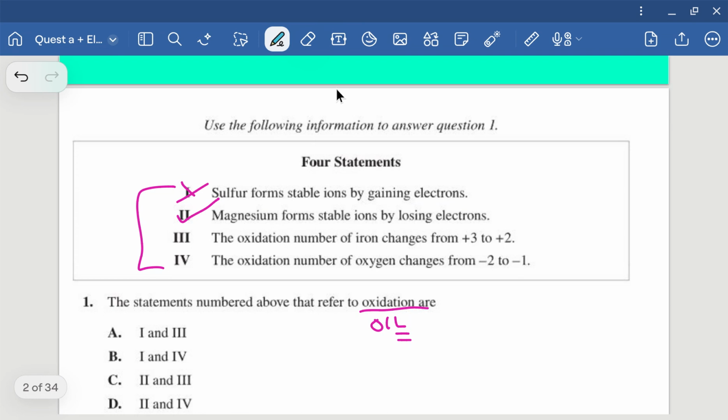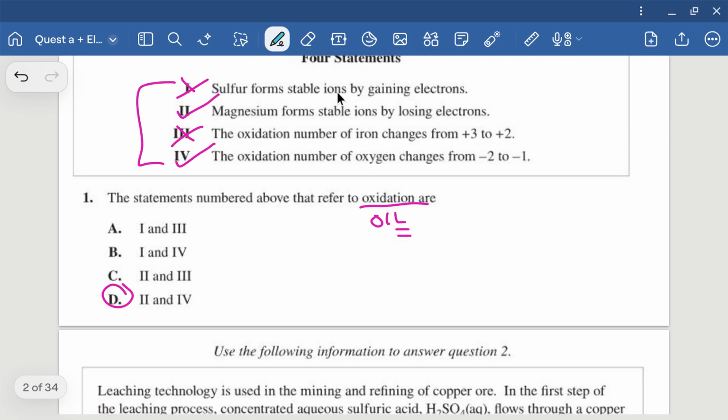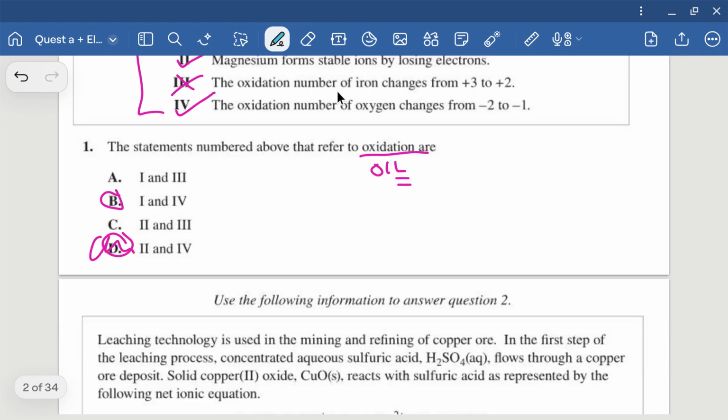If you're getting less positive, you are gaining electrons, so not that one. And then the next one, here we can see we are losing electrons because we're getting less negative. So our first answer is D, oh, that's not the one I want. Sorry, it is B, 1 and 4.